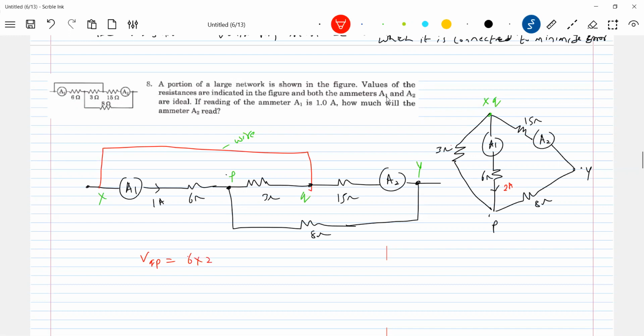The reading is 1 ampere. Sorry, this is 1 ampere. 6 volt. And this 3 ohm is parallel to this 6 volt. So how much current will pass through this? If 2 ampere flows, then only the drop will become 6 volt, no? Is that okay? So that is the drop I'll indicate here.